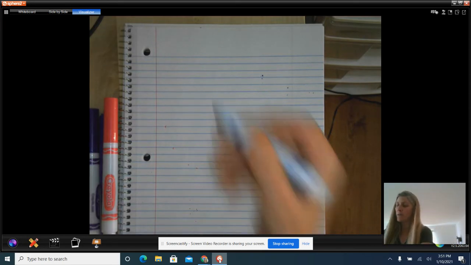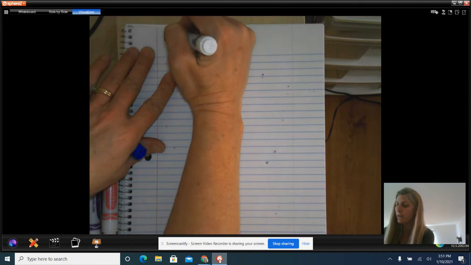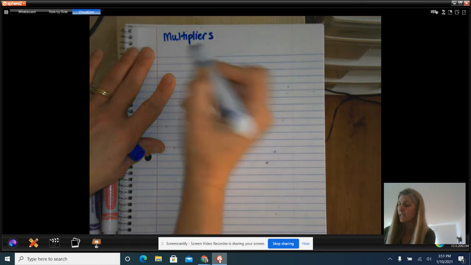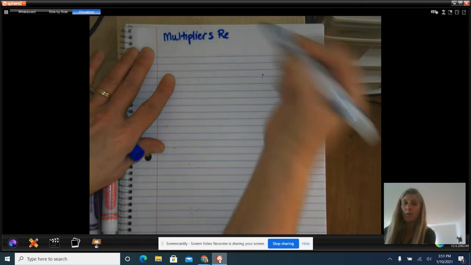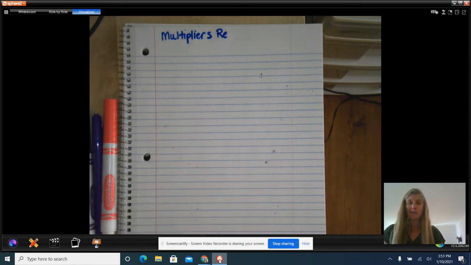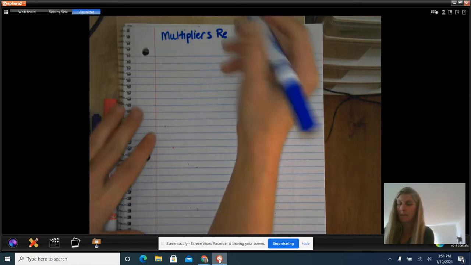So this is going to be basically our multipliers review. If you are having difficulty figuring out how to use a multiplier, you're not going to be able to do exponential functions. So we just want to make sure that this is nice and solidified in your brain.